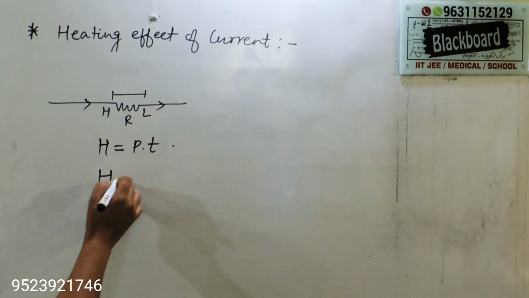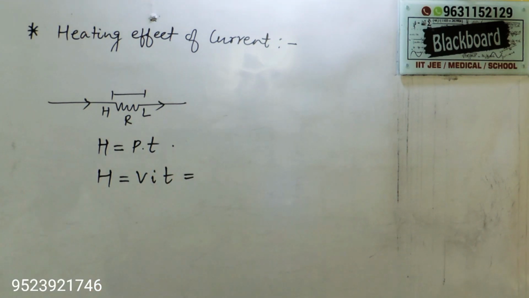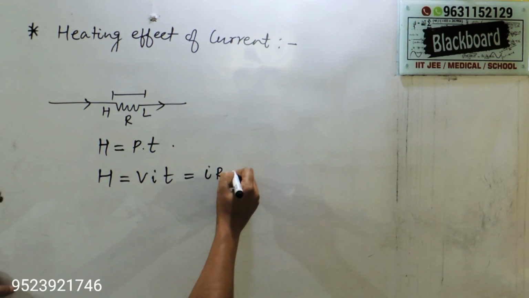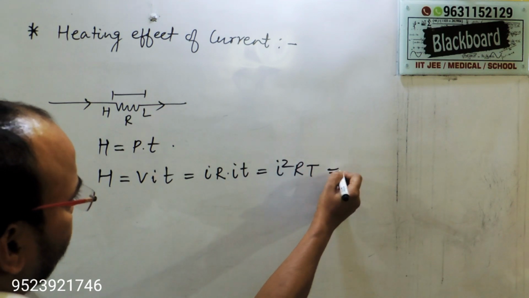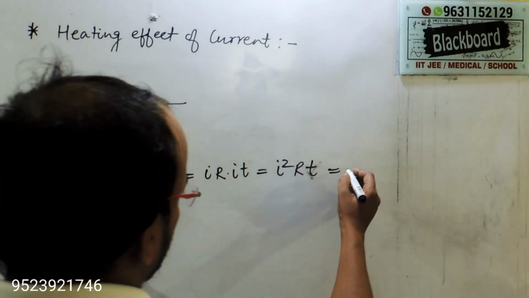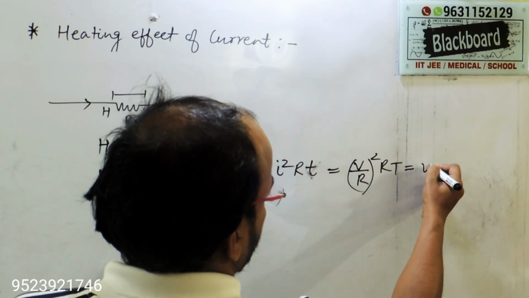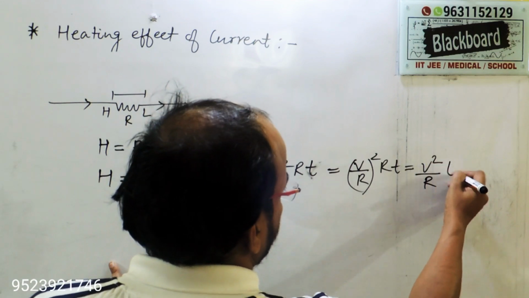And here H equals power, which is VI, into T. Using Ohm's law you can write V equals IR, so in place of V we write IR, and this is IT. That means this equals I square R T, where T is time and R is resistance. Or we can write I as V by R. That means I equals V by R, so V by R square RT, which is V square by R, and this is your T.